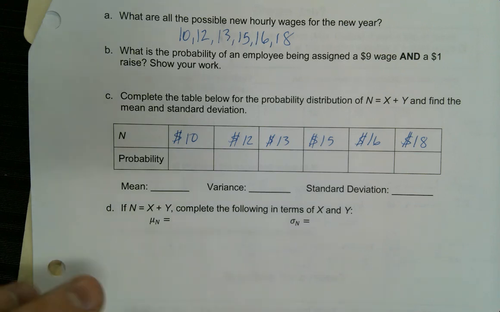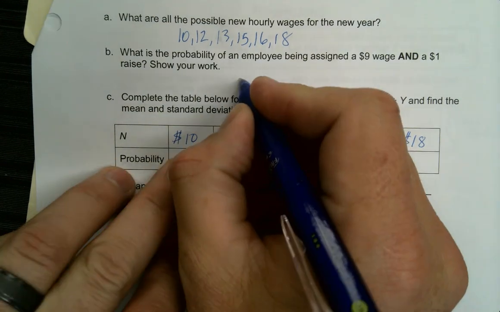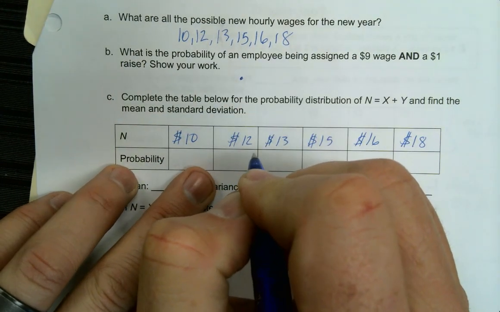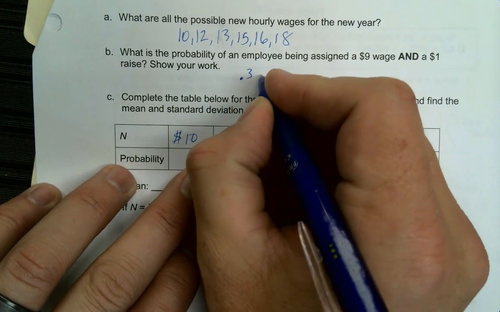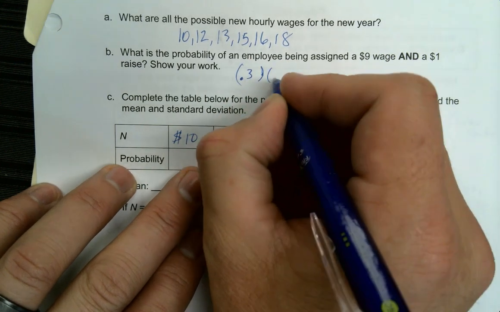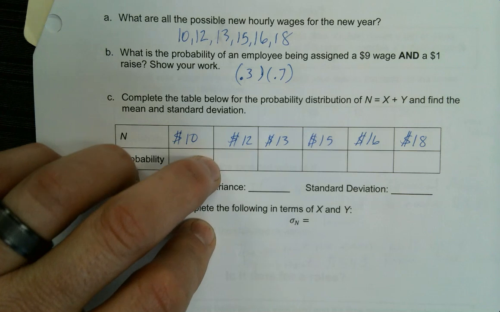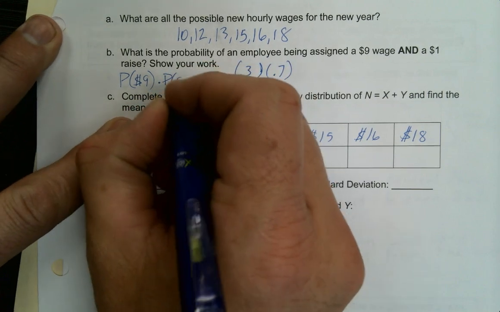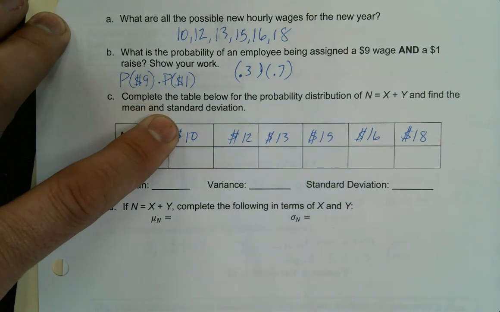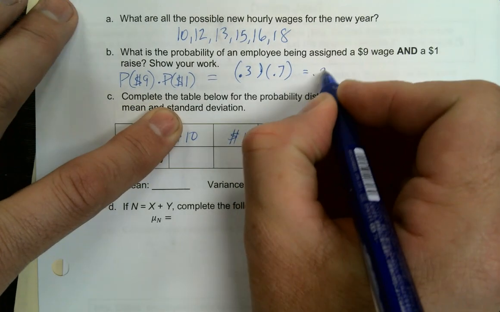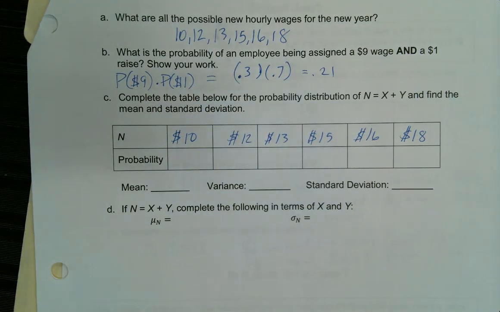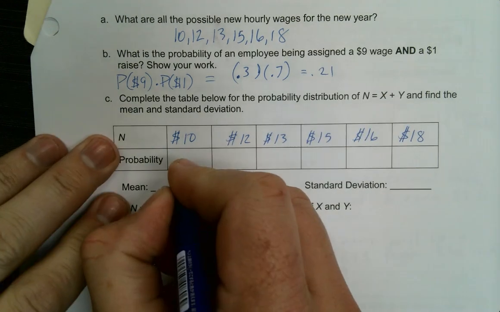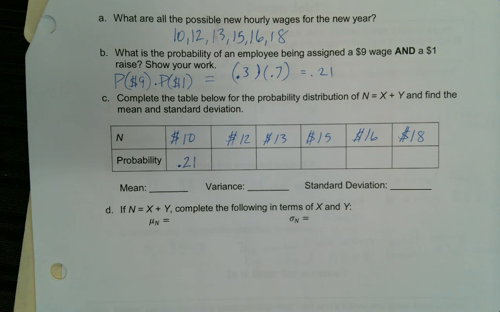So, how do I find the probability that they got $9 an hour and a $1 an hour raise? I think it's 0.3 times 0.7, because this would be the probability of $9 times the probability of a $1 raise. So that's 0.21. So now I have my probability of making $10 an hour. How do I find all the rest of those probabilities?